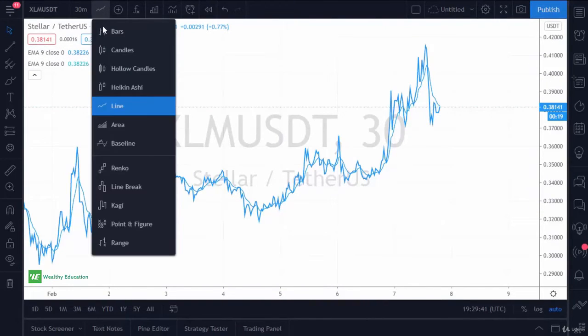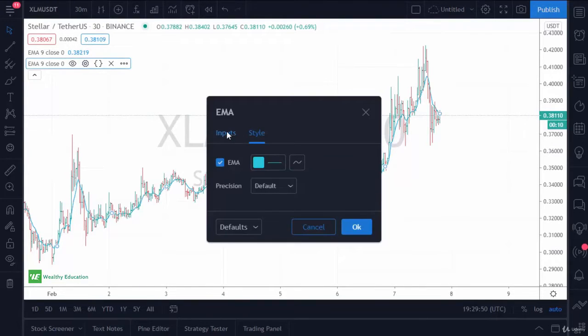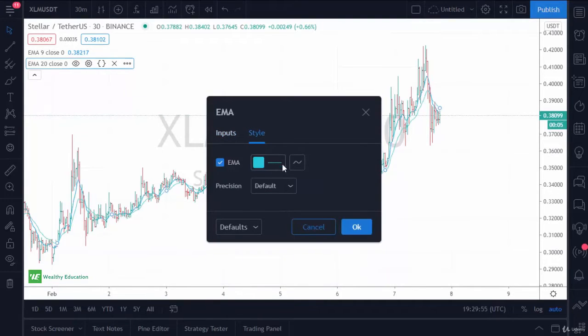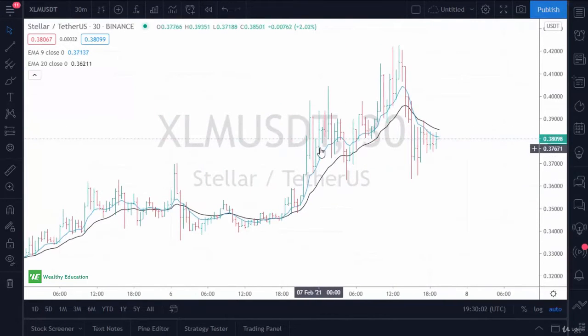So I'm going to change the price to bars, just so you can see. By default, it'll be 9. So we'll leave that there. But this one will change to 20. Maybe we'll make it black or something that makes it a little bit easier to see. And you can see the difference. You can see that the 9, the average of the last 9 prices, tends to move quicker than the last 20. That makes sense. It's a much shorter time frame.